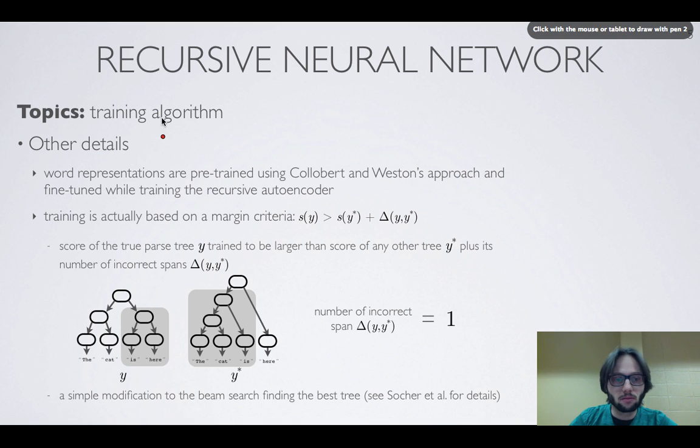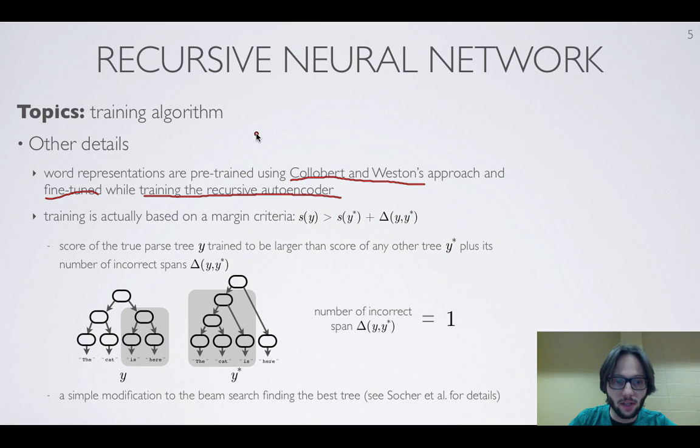Some other details about how training proceeds. In their paper, they actually use the word representation using the language modeling task of Collobert and Weston. So they use that to initialize the word representations, and then they would fine-tune them essentially, because they use them as initializations. They would still train them using the recursive network training procedure that I've described. So this shouldn't be autoencoder. This should be network. So that's another detail that was important for getting good results.